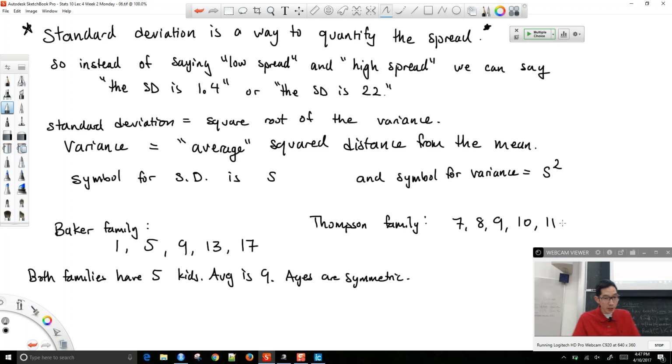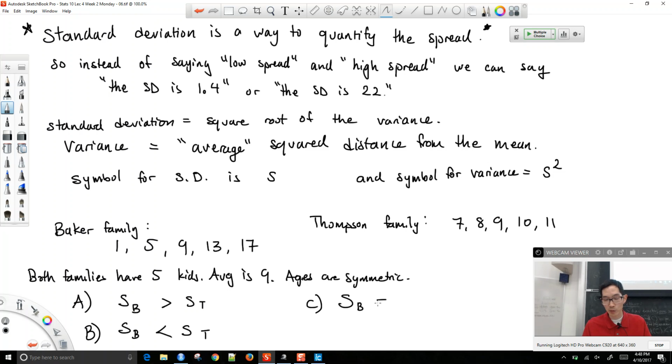Okay, so if we ask just a simple question, I'll make a clicker question out of this, but I'll just give you the answer. Which is going to be bigger? Is the standard deviation of the Baker family bigger than the standard deviation of the Thompson family? Or is it smaller? Or is it equal?